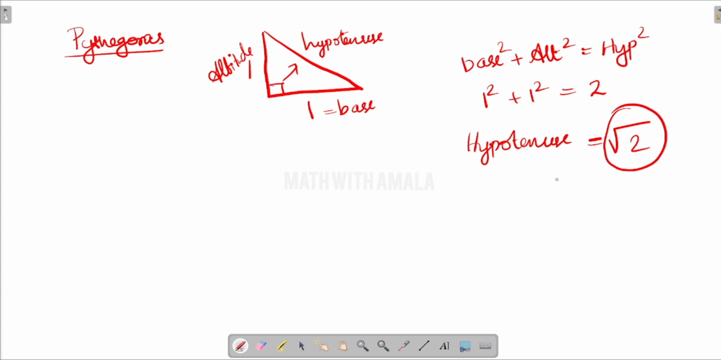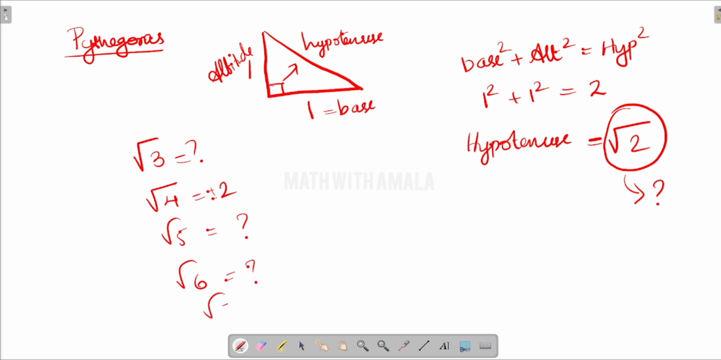So from this you get 1 square plus 1 square is equal to 2, and hypotenuse square is equal to 2, that is, the hypotenuse is equal to square root of 2. Do you know the value of square root 2? Let's see. Do you know the value of root 3? What about root 4? It's 2.